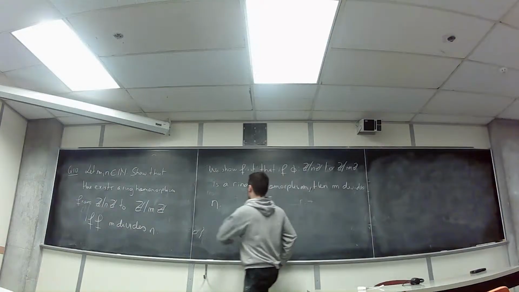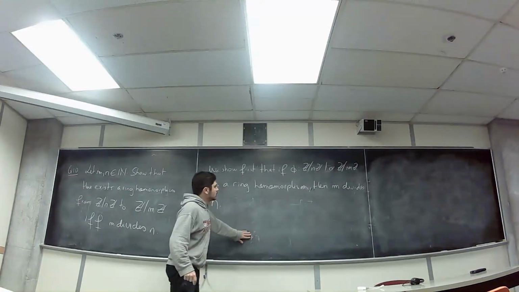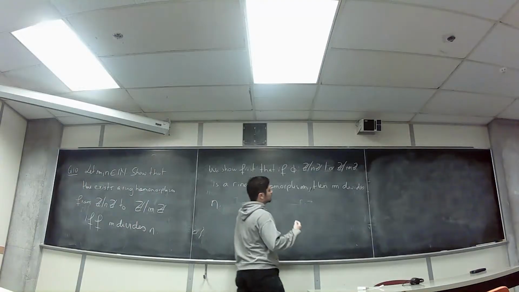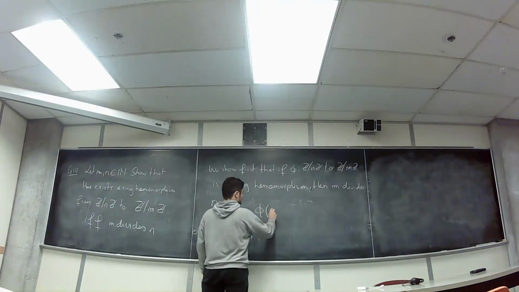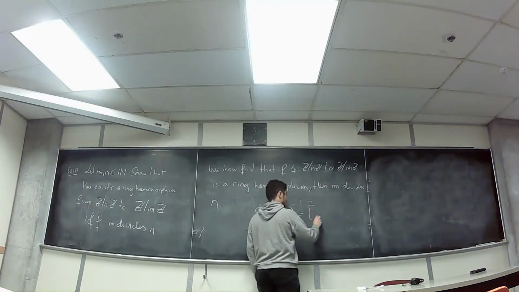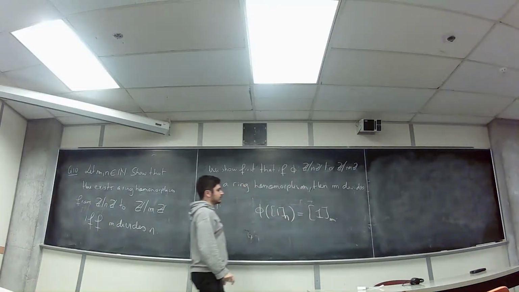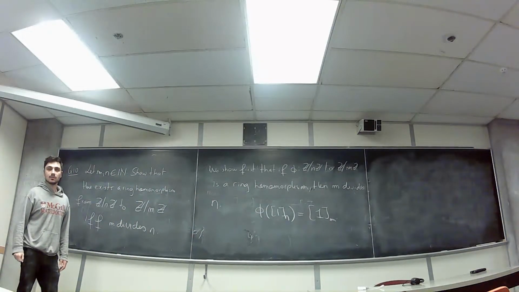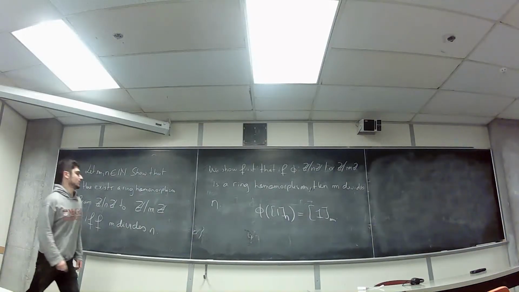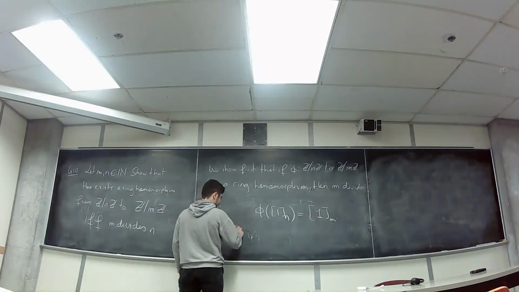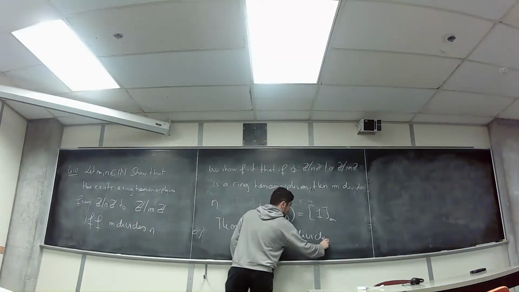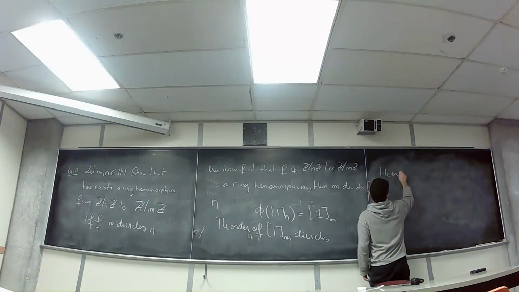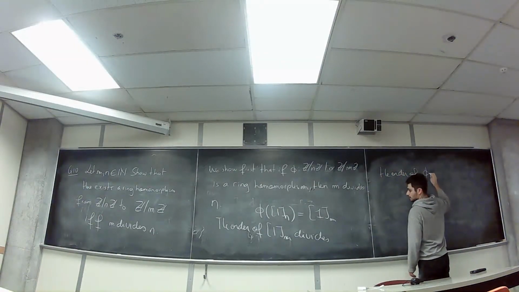Anyway, it's Z mod n. I wrote it actually, but so the order of phi of 1 mod n divides the order of 1 mod n.